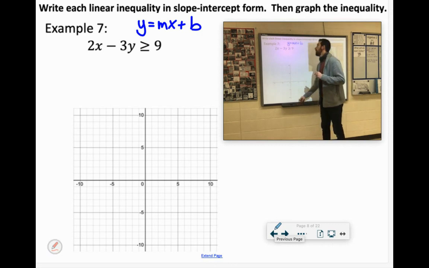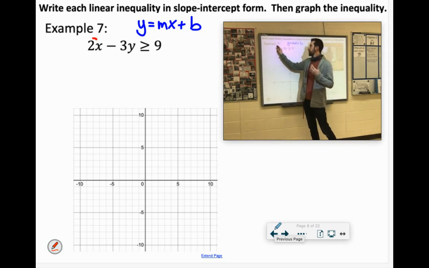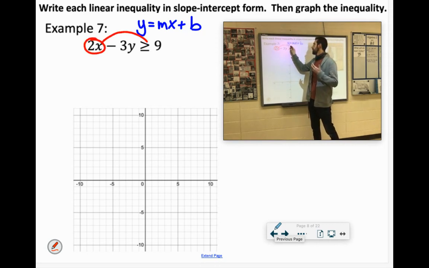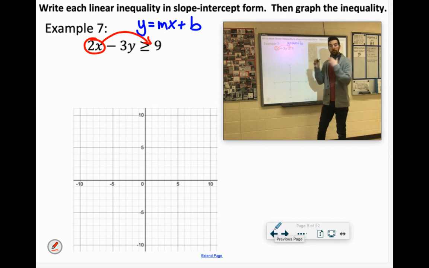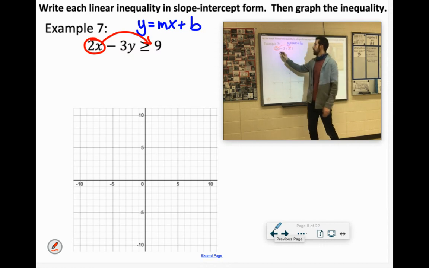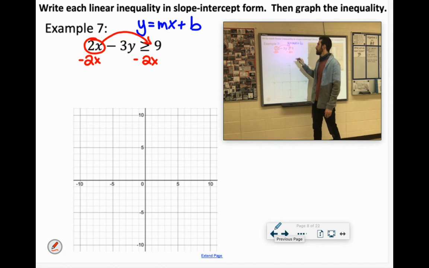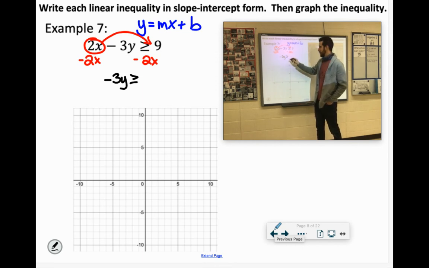Okay. So in this case, this 2x needs to be on the other side of the inequality. Now to move 2x, you would just do the opposite. What is the opposite of 2x? Negative 2x. So to move it to the other side, we would subtract 2x from both sides. Now when we do that, our new inequality would say negative 3y is greater than or equal to, always put your x's first, so negative 2x plus 9.